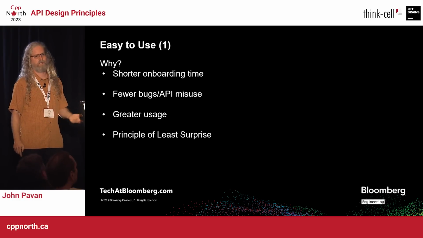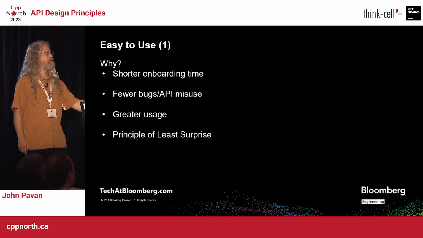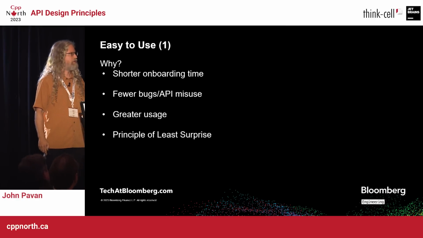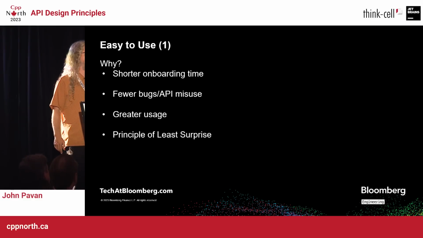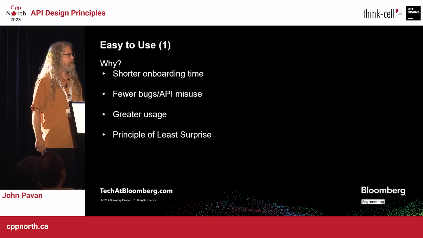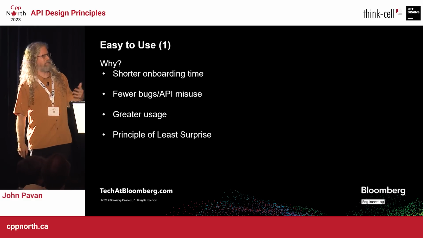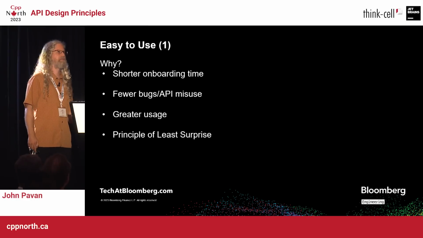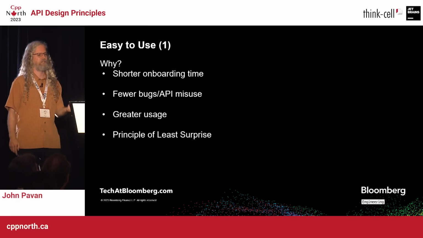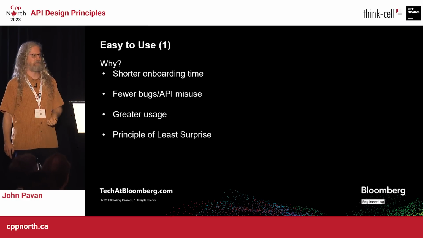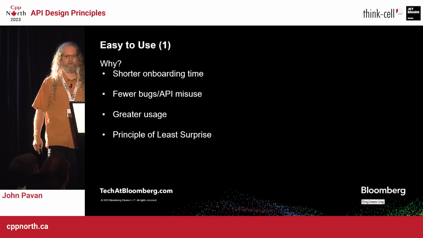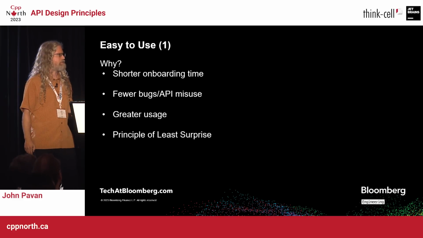This has a bunch of benefits. It shortens the onboarding time, makes it faster for people to figure out how to use your library. It also results in fewer bugs or fewer people doing things that you don't intend for them to do with your API. That both makes the library's user life easier, and it also makes your life easier because you don't have to support as many unexpected uses. It means that people are more likely to use your library, which is probably something that everyone wants.